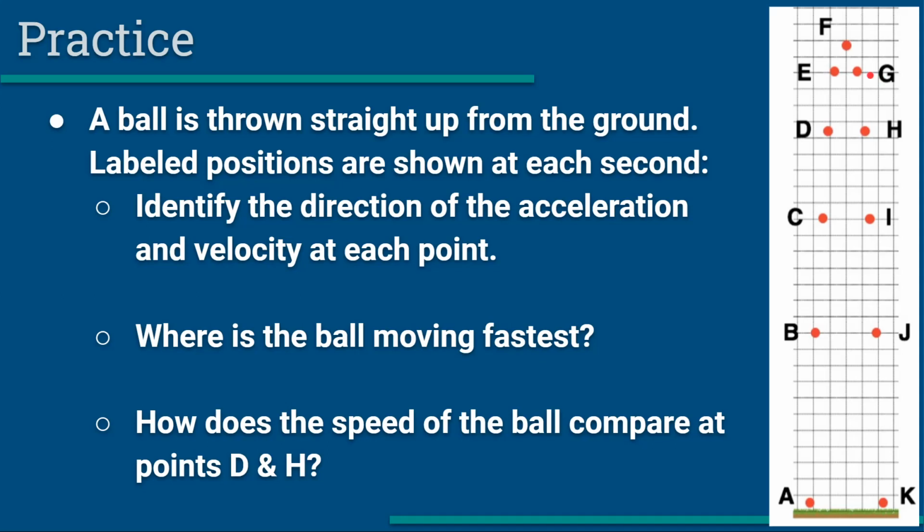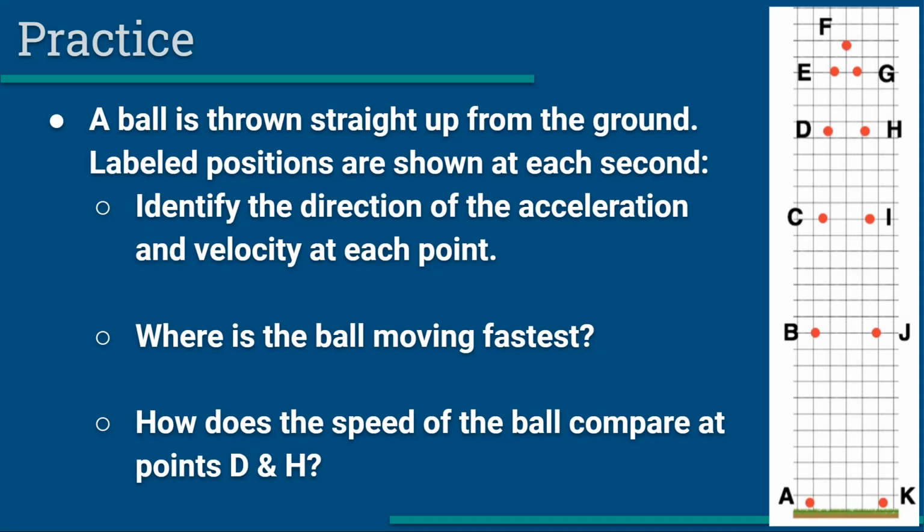For points G through K, my velocity is negative. It's downward because the object is falling. So you're going to have positive velocities for the first half and negative velocities for the second half. However, when you look at the acceleration, it is the same the whole time. The acceleration is negative 9.8 meters per second squared because we are dealing with free fall. We're dealing with acceleration due to gravity.